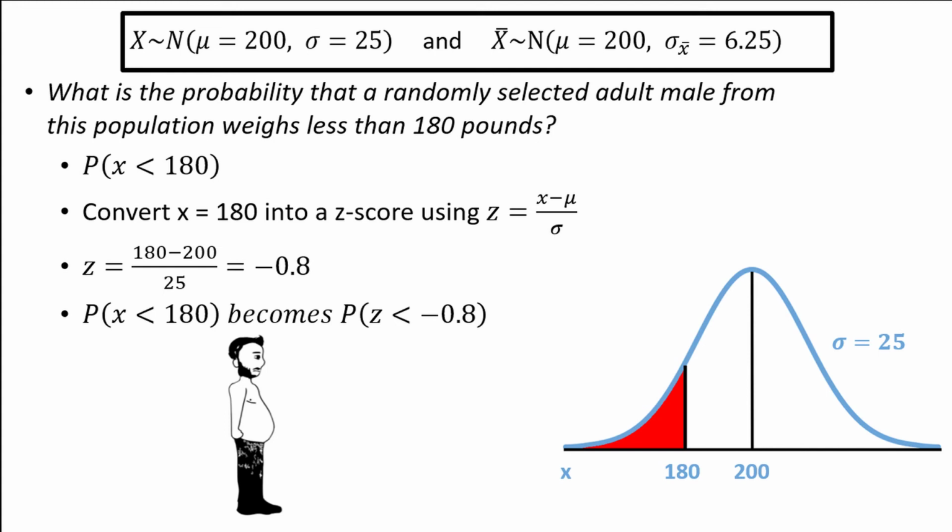We can also add a second horizontal axis to the graph to put the z-scores. Remember that the mean has a z-score of 0 since it is 0 standard deviations from the mean. Let's look for our z-score in the table.